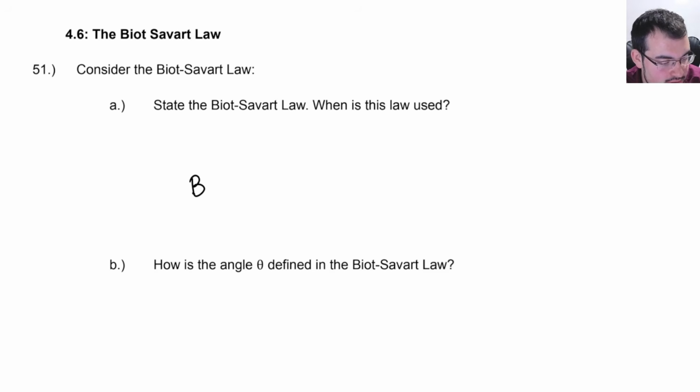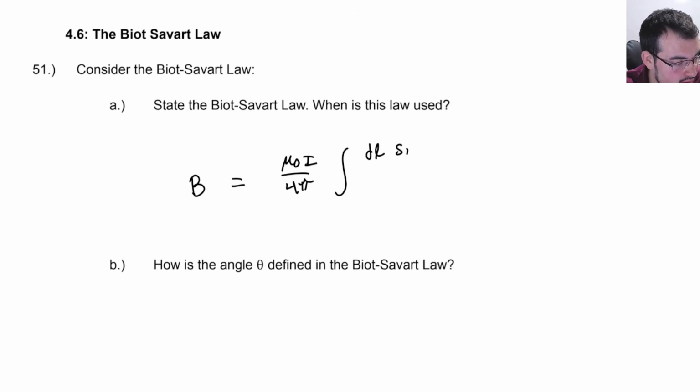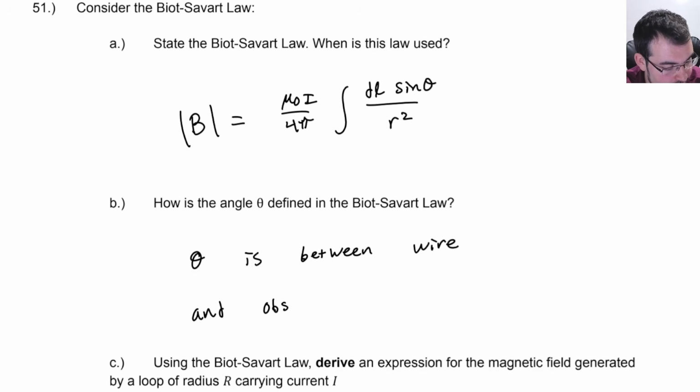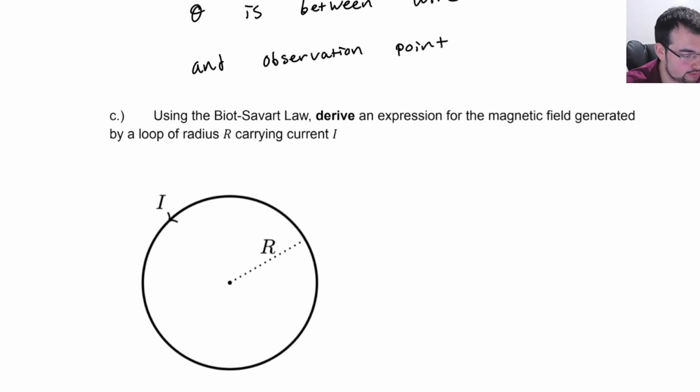So Biot-Savart says the magnetic field is equal to mu naught I over 4 pi times the integral of dl sine theta over r squared. How do we define the angle theta? Theta is between the wire and observation point. So you have to make sure it's the angle between the wire and your observation point.